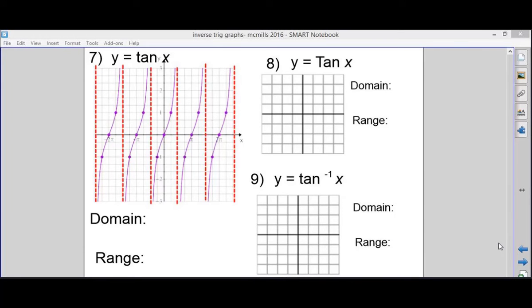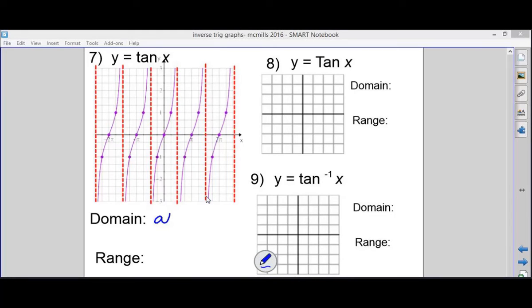Okay, lastly, we have tangent. Tangent's graph, remember, has asymptotes at -pi over 2, pi over 2, and then the period is pi. So all of its asymptotes appear pi away from each other. So the domain, it goes on forever left and forever right, but it has all these undefined values.